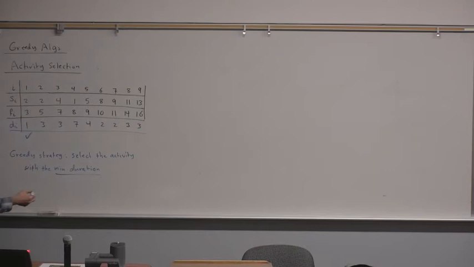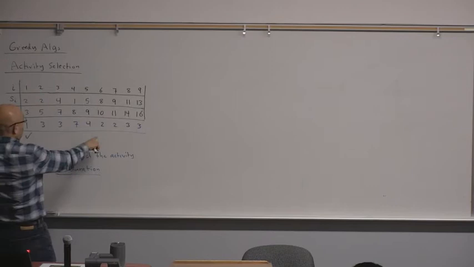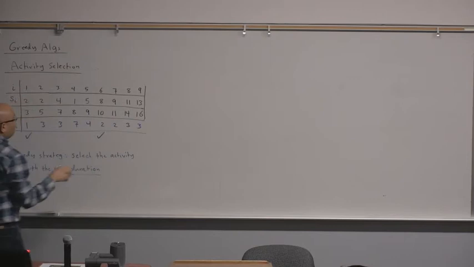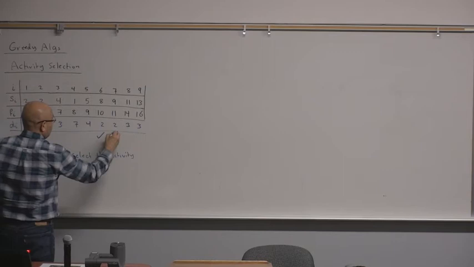So here, let's say that we select this. Does it conflict with one? No, it does not conflict with one, so we can take it. Then we look at the next activity with the minimum duration, which is this. Now, does it conflict with what we have taken? Yes, it does, because 7 conflicts with 6, so we cannot take it.